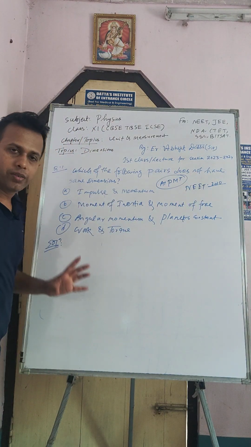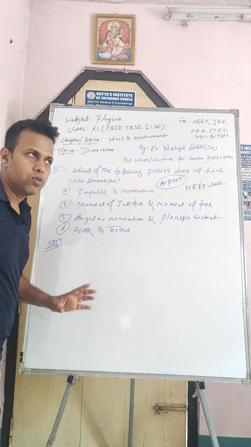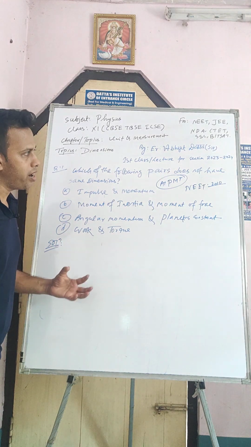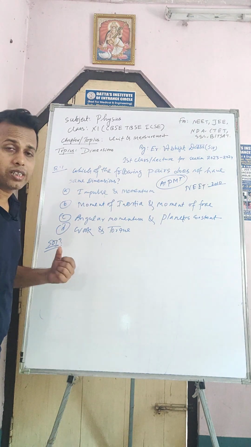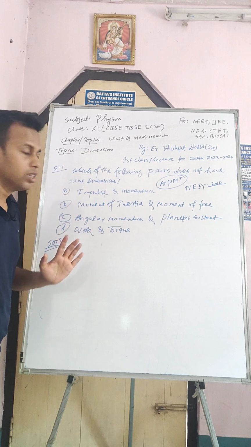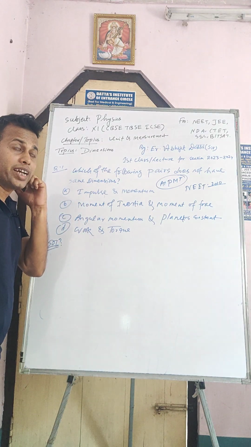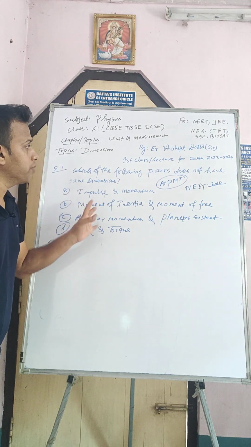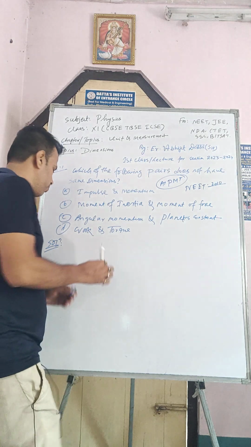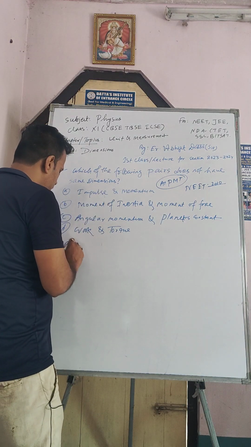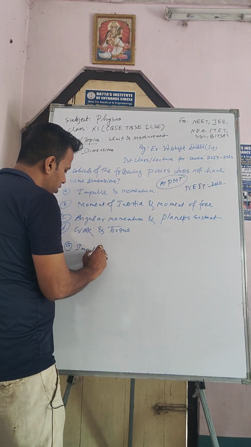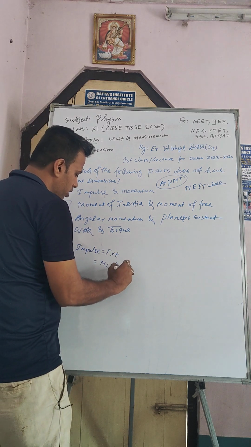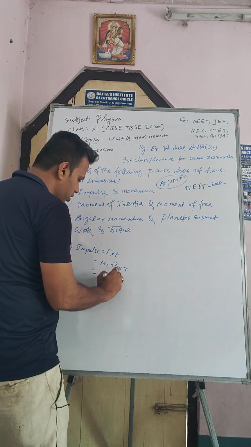Four pairs are given. Which pair does not have the same dimension? Or they may ask which of the following have the same dimension, like surface tension and surface energy, which I explained in the lecture. That's why I am taking one pair which does not have the same dimensions. So we have to check. First take option A, impulse. Impulse is force into time. So force is MLT^-2, time is T, so MLT^-1.